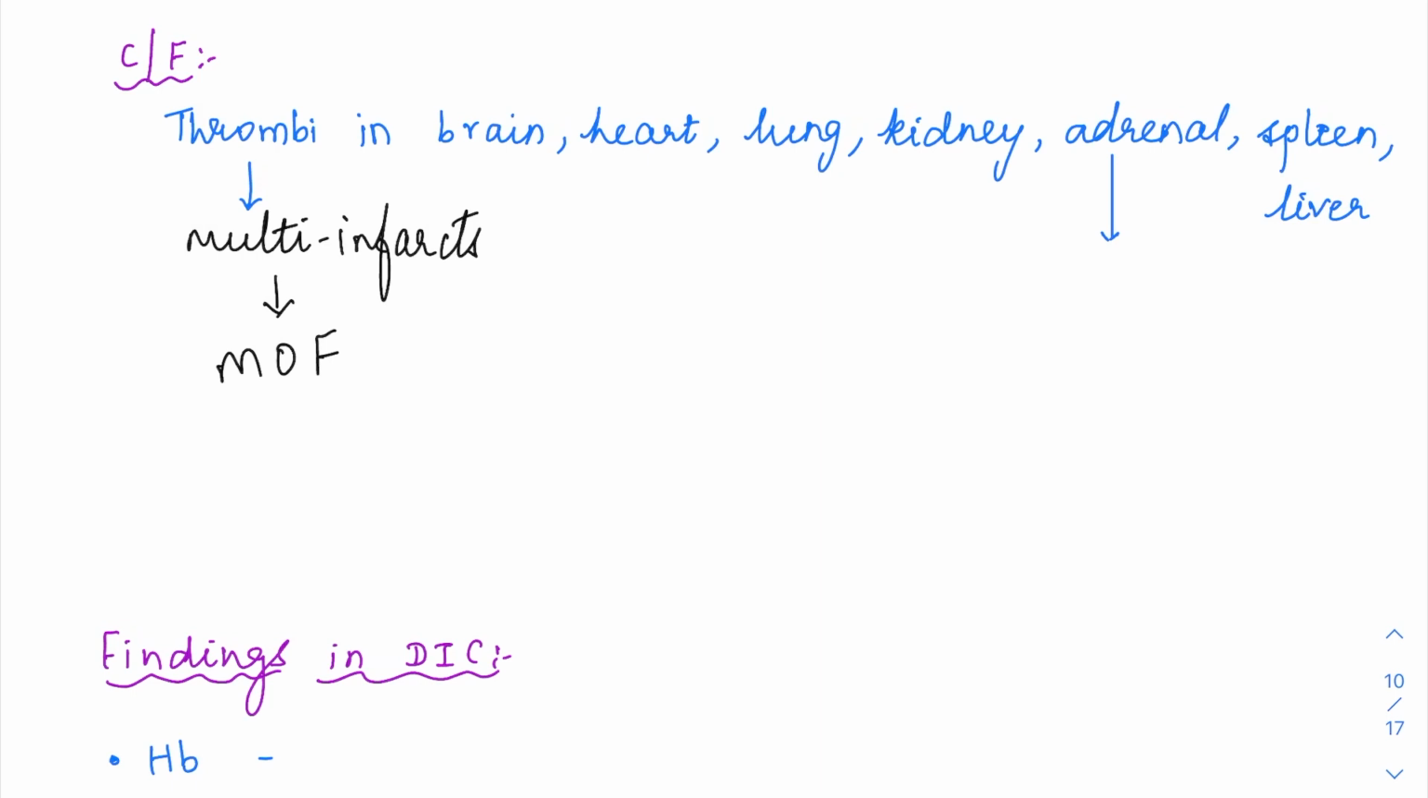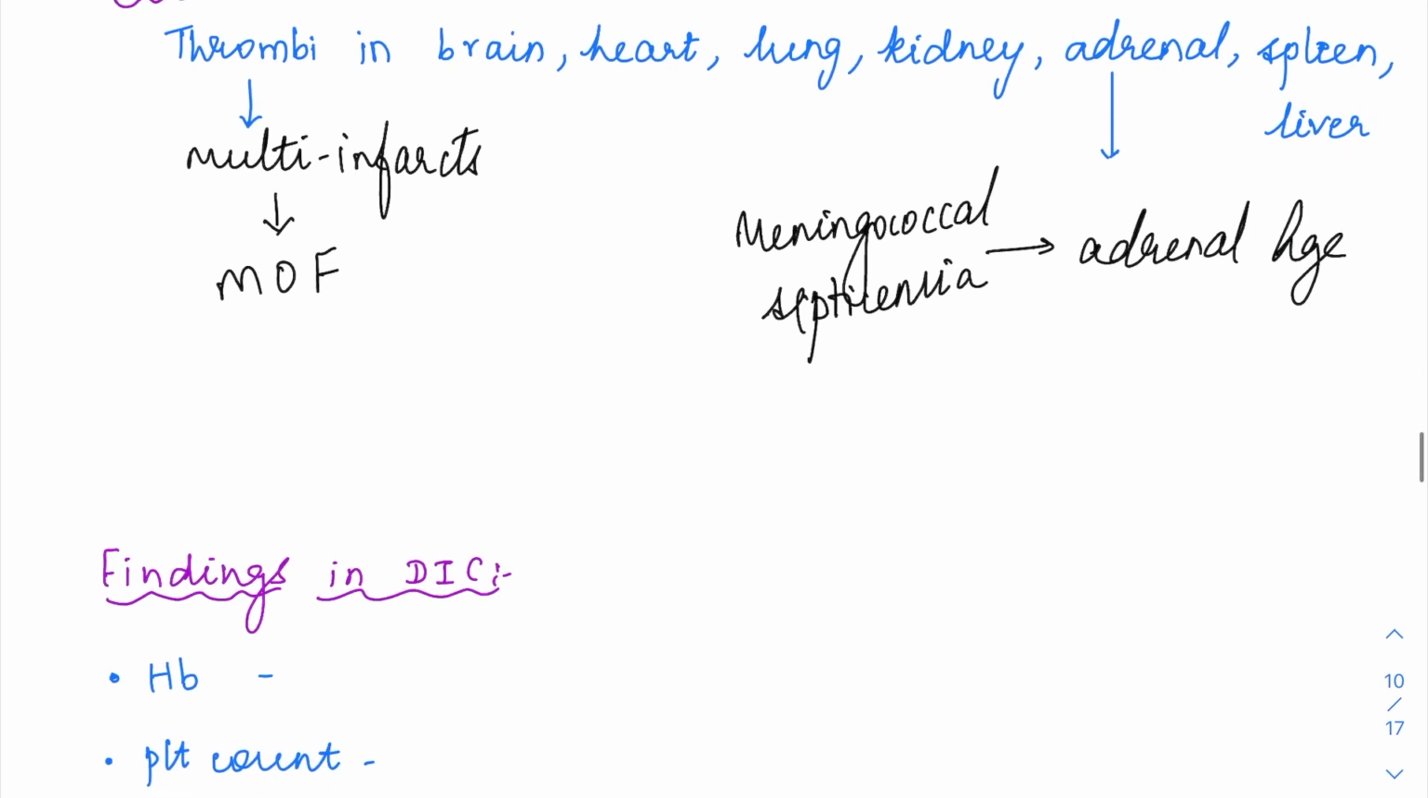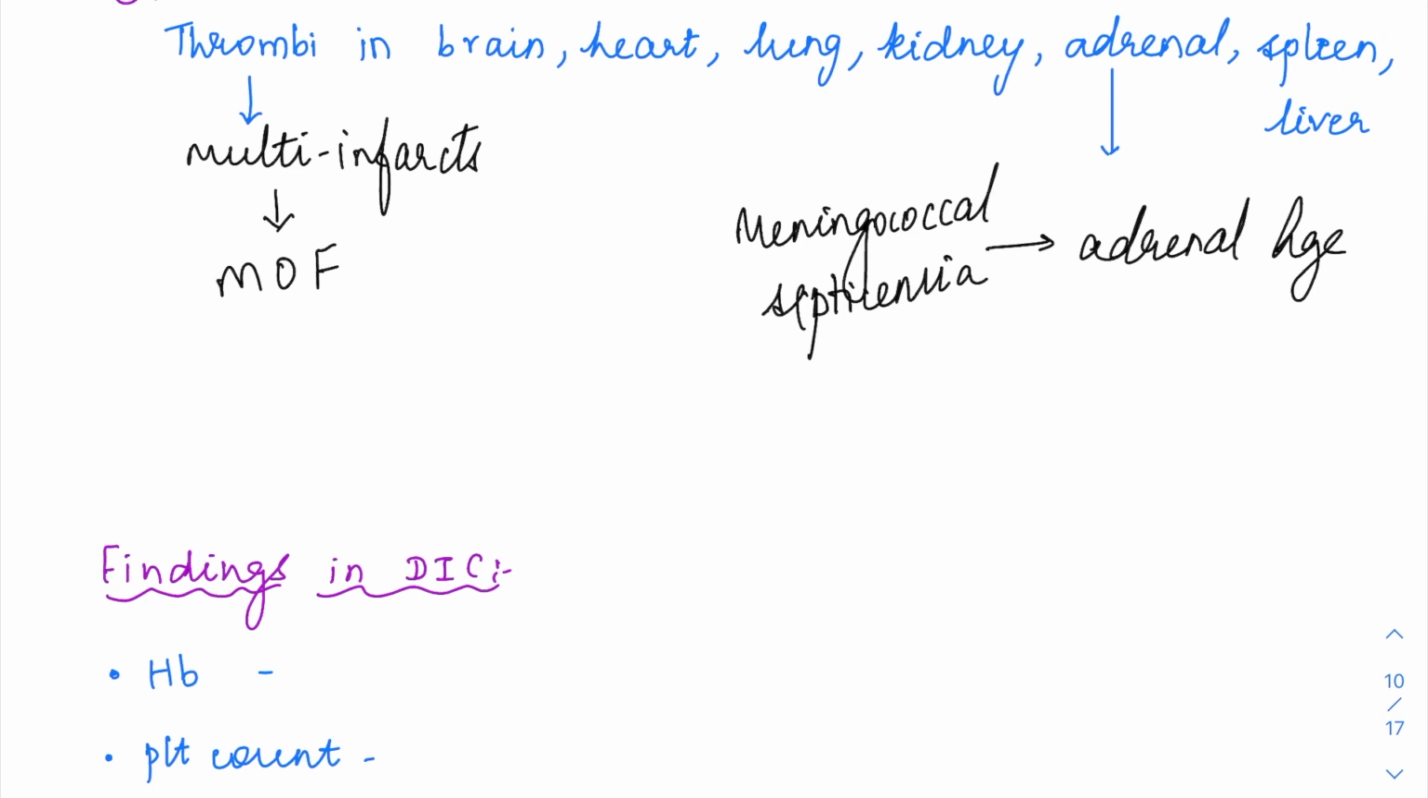And in the adrenal, there is something I need to mention here. If septicemia was the cause, so if there is a meningococcal infection leading to septicemia, meningococcal septicemia has a characteristic finding. They cause this DIC, and in the adrenal, they are going to cause heavy adrenal hemorrhage. So adrenal hemorrhage is there in this meningococcal septicemia.